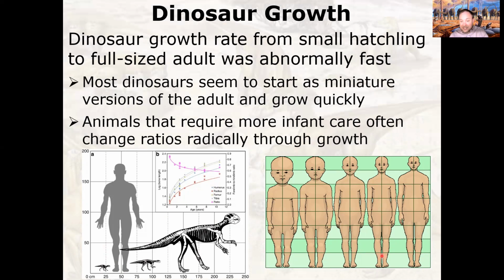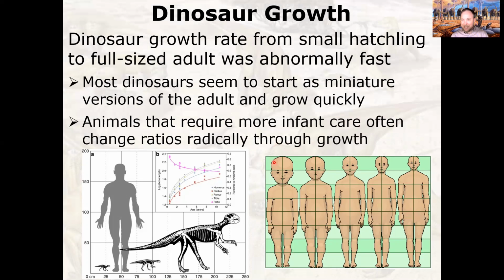Another thing that we see is that as mammals grow, particularly humans, a newborn baby and a full-grown adult have very different proportions. The ratios of the femur, that length and width that we showed on the last slide, which is basically identical throughout the growth phase of dinosaurs, it changes radically in humans as they grow. You see the ratio of the head to the rest of the body changes radically. The ratio of the limbs to the rest of the body changes radically. Human babies and human adults have very different shapes and very different proportions.